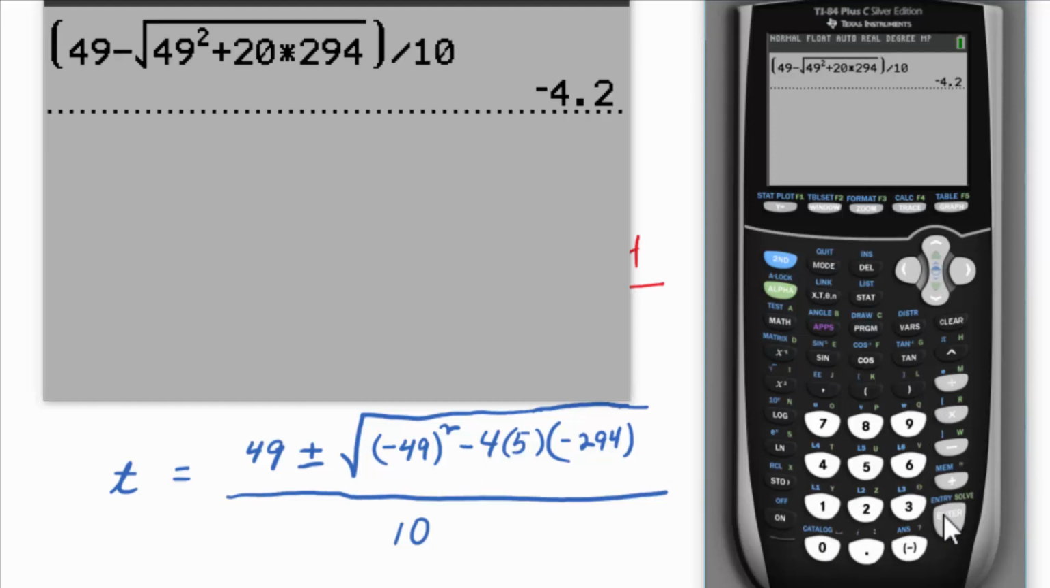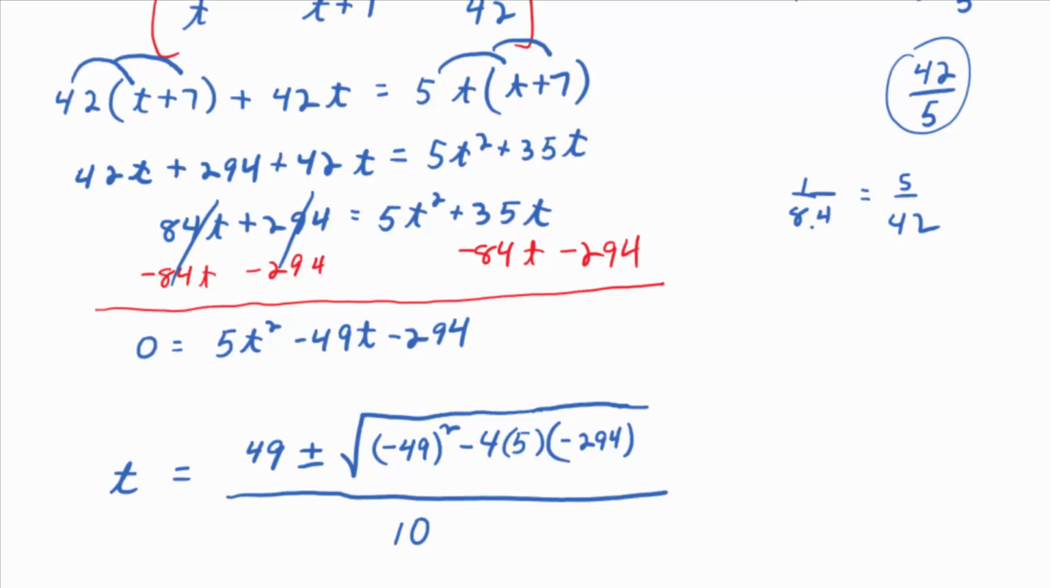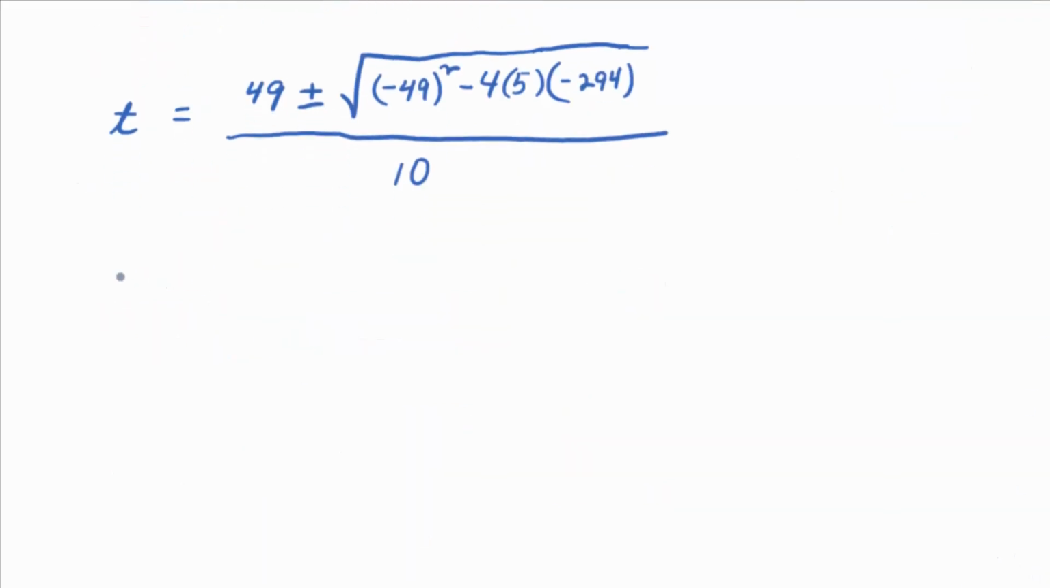And we get negative 4.2. Is that going to be a valid? No, t is time, right? So that's not going to be a valid answer. But I'm going to write it down because I'd like to see you write it down on the test just to show me you took the time to examine that situation. T is equal to negative 4.2.